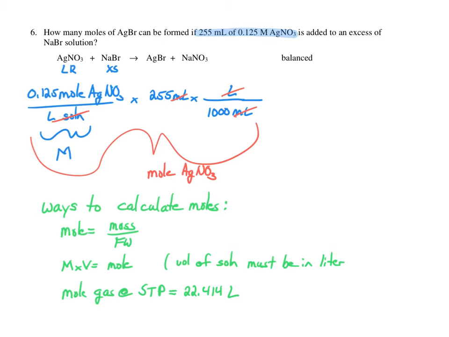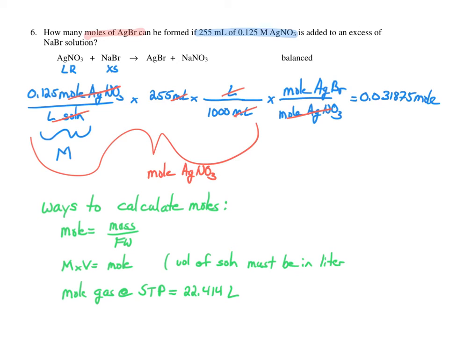Now we go to our balanced chemical equation to write a mole-to-mole conversion factor. Okay, so our moles of silver nitrate cancel out, and we'll end up with units of moles of AgBr, which is precisely what we're asked to calculate, so we just do our math.